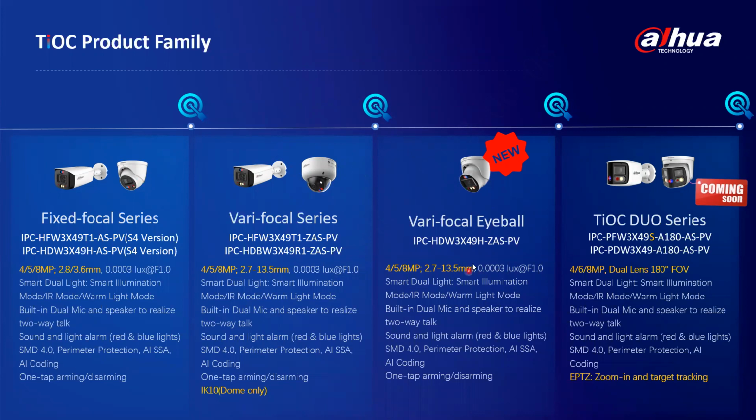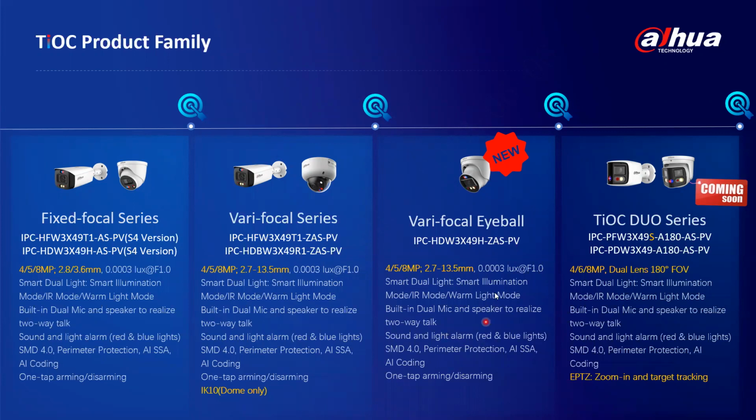So it will share the same properties. It shares the same properties because it has the same key performance parameters here. For example, we have the smart dual lighting, the 3 modes, built-in dual mic and speaker to realize the two-way talk. Again, we have sound and light alarm, the smart motion detection, the perimeter protection, AI SSAs, and the AI coding, alongside one-tap arming and disarming.